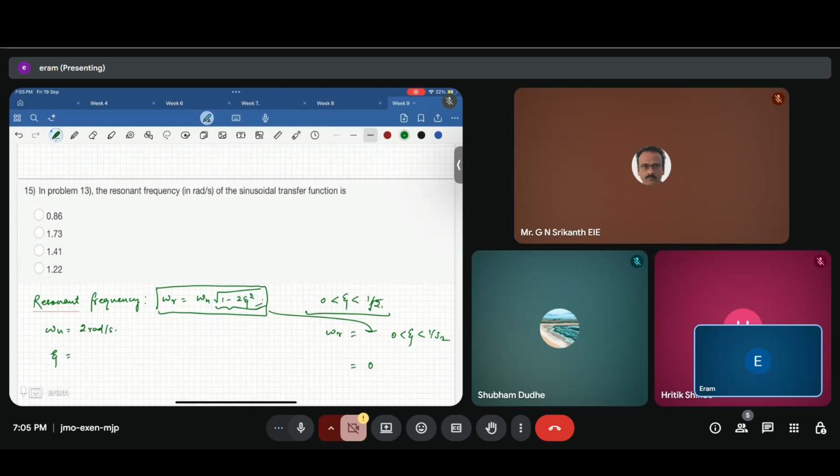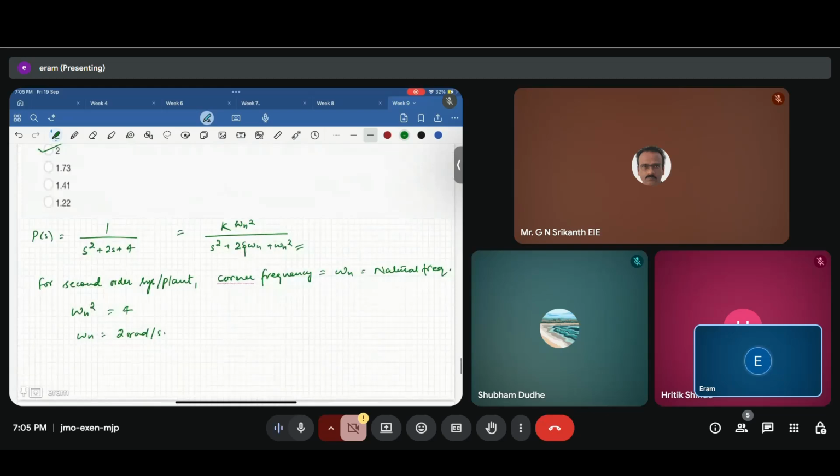Okay, I think it is 0 or it is omega n. I will check this part, but for this to hold, you first ensure that your zeta is lying between 0 to 1 by root 2. Okay, so let's see if zeta is between this value or not. So what is 2 zeta omega n for this plant? It is equal to 2, and omega n was also 2, so 2 zeta into 2 is equal to 2, meaning your zeta is equal to 1 by 2.